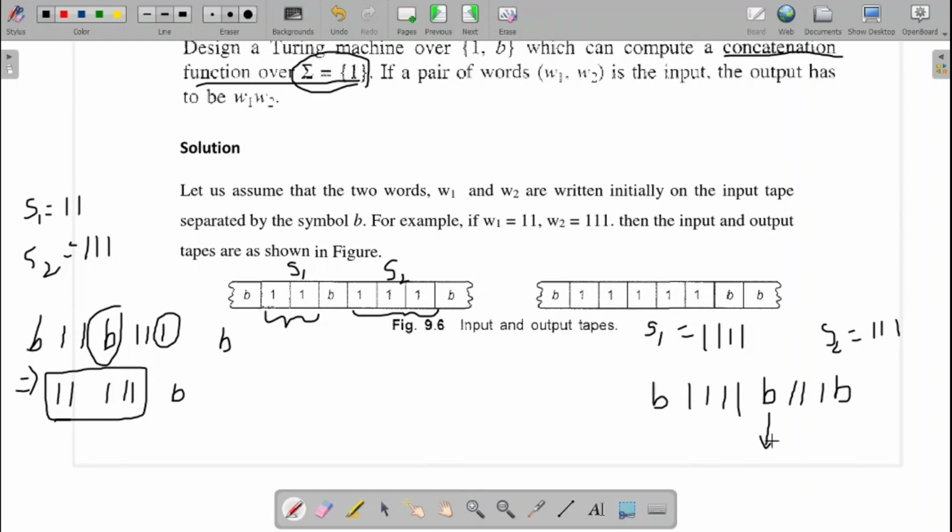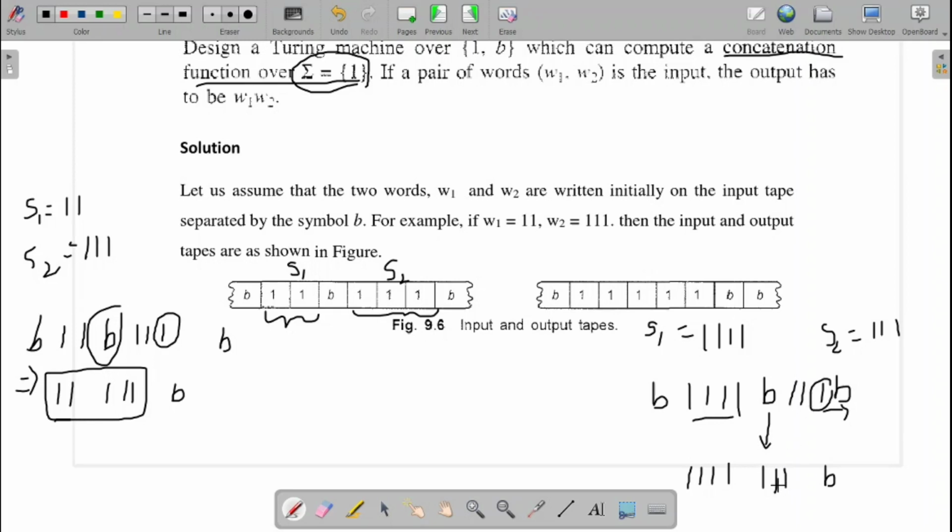Not removing, changing actually. I will change this blank space in between to a 1. Then I will go till the end, and the last one I will change to a blank space. So that will do my concatenation. This will be written as it is, 1 1 1 1, and this will be changed.